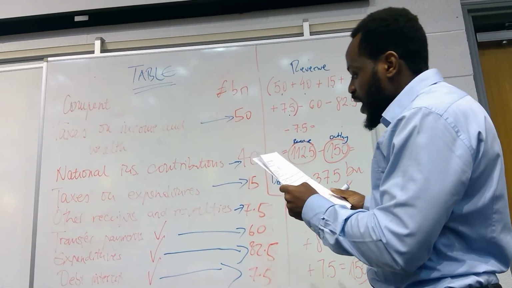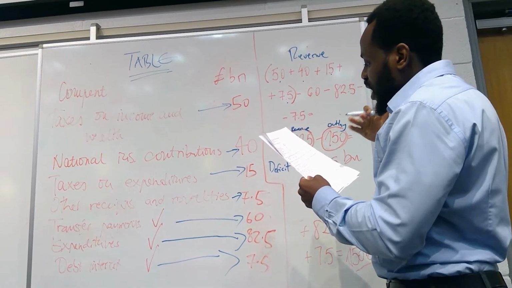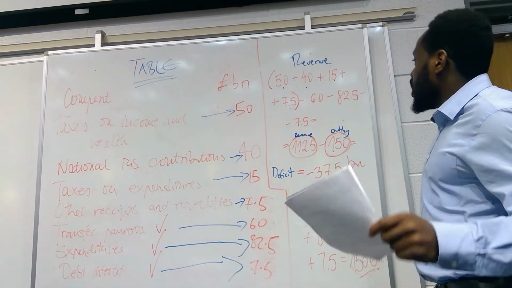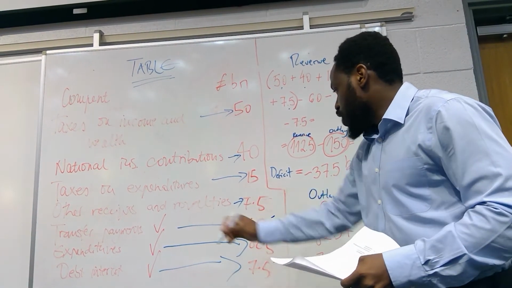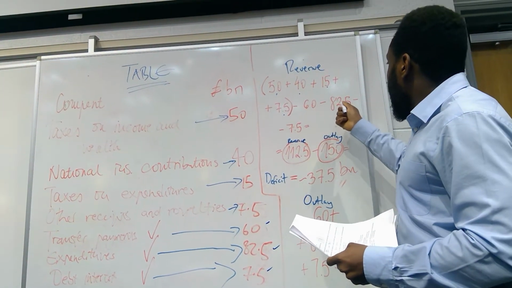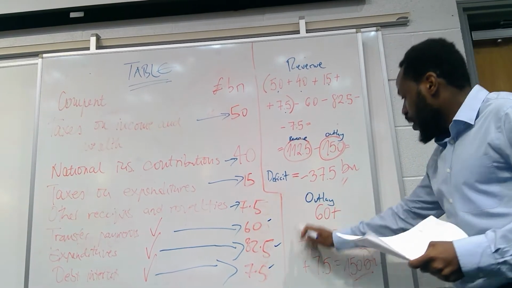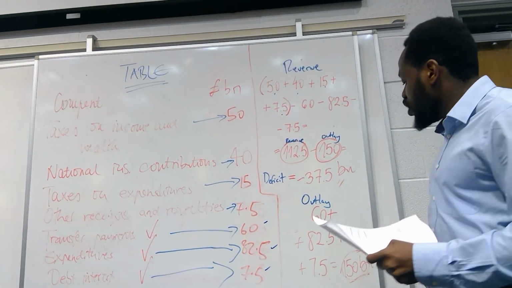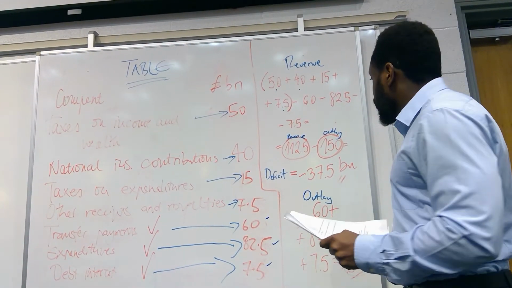And then for number 10, it says consider the above table with data for the country's government budget, government outlays equal. So how much is the government spending? We know what outlays are. Outlays are going to be this: transfer payments, expenditures and debt interest. So that's going to be 60, 82.5 and 7.5. When we add that up, we're going to have 150 billion. So that is our government outlay, 150 billion.